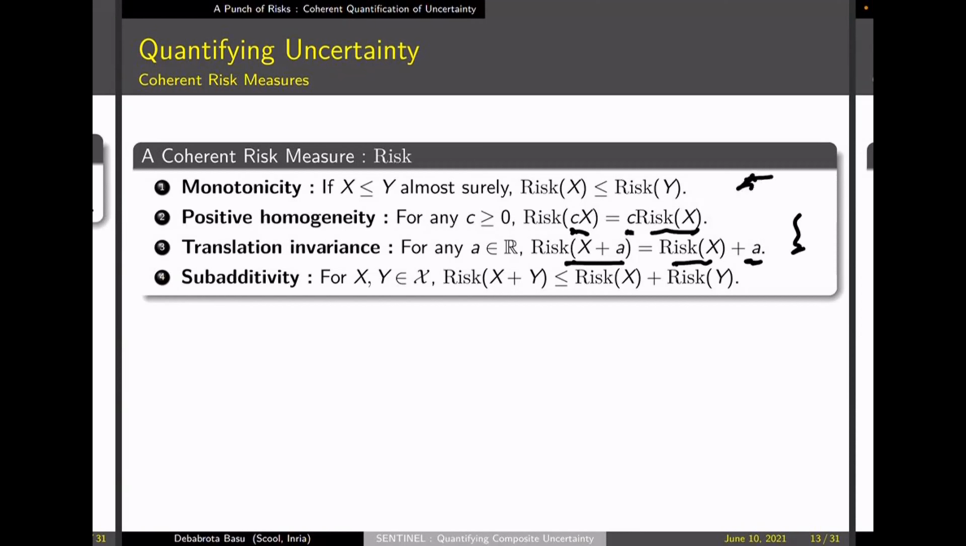And the other point is if you add two variables, then the risk of the sum of x and y is always less than or equal to the risk of x plus the risk of y. Why? Because when you are adding two variables, you are not only adding them, you are coupling their uncertainties, and coupling their uncertainties may have consequential effects. So you want a risk measure that takes care of that, that says, okay, I can take care of this coupling property. And that's why the risk of x plus y is less than or equal to the risk of x plus the risk of y.